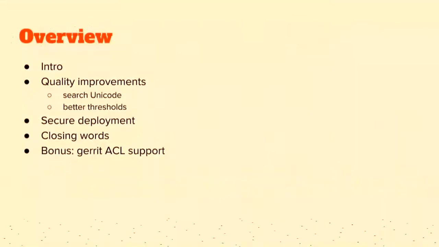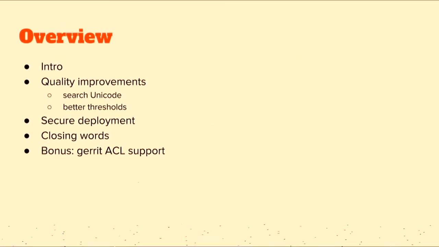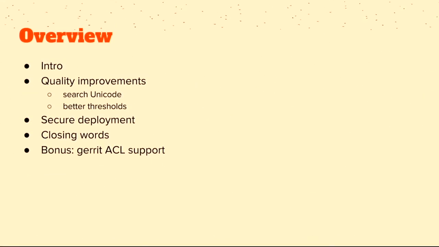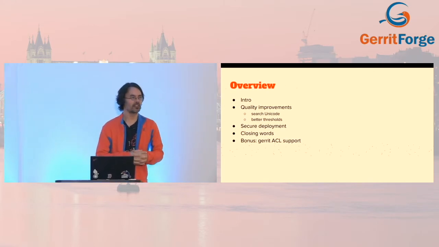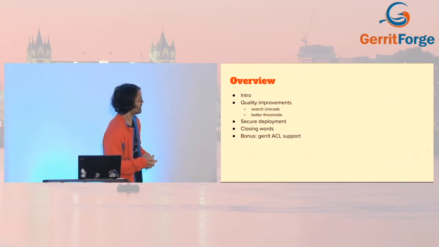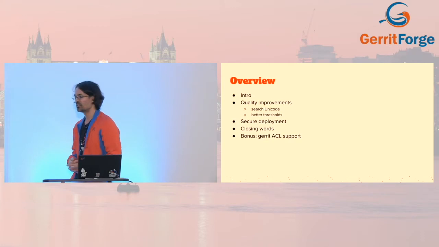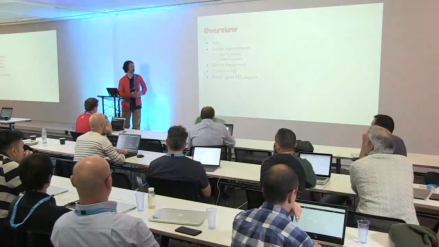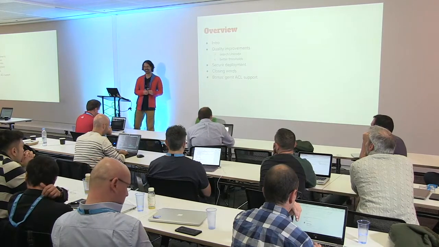So what is there today? I did an intro just now. I wanted to talk about quality improvements, so I'll talk about Unicode first. I'm not sure if I will have enough time to talk about the other one. I'll talk a little bit about security. And actually, we had a hackathon this weekend, and I also tried to address the most frequently asked question from the Gerrit community, which is, does it support Gerrit ACLs? Hopefully, we can get some kind of answer to this intriguing question at the end.